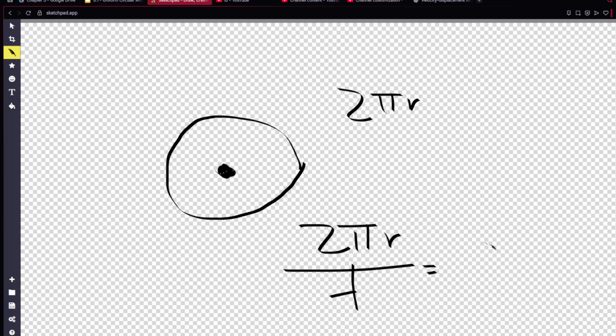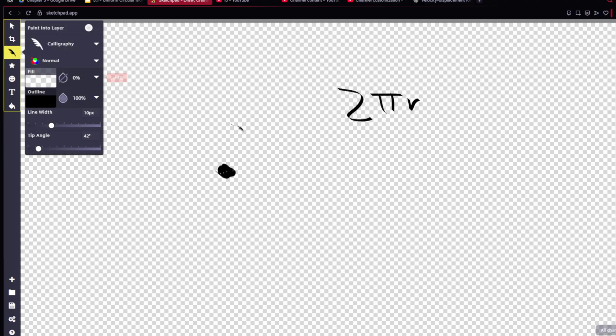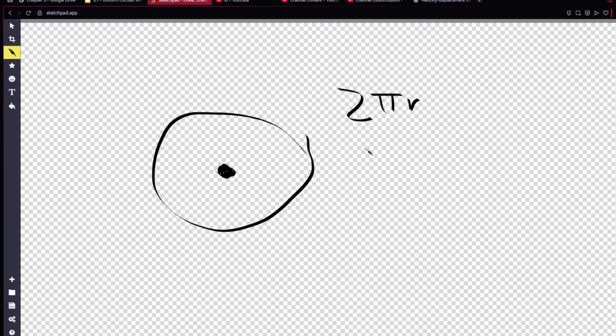gives us the units of meters per second, which is, guess what, velocity, because that 2 pi r gives us the circumference in meters, or whatever unit you're using, and the t gives us the time. To extrapolate that further, you can write vt equals 2 pi r, because velocity times time equals displacement. So basically we're checking the time it takes to make one full rotation, dividing by the time on both sides, which is the derivation here.